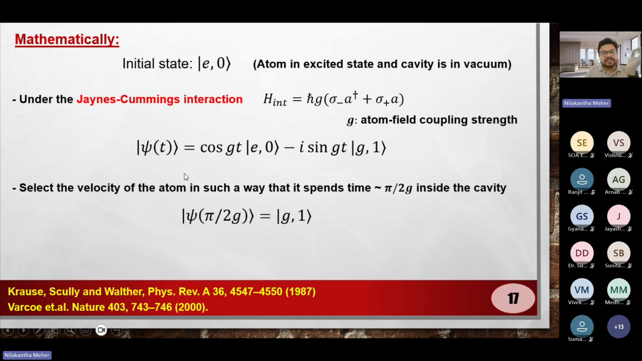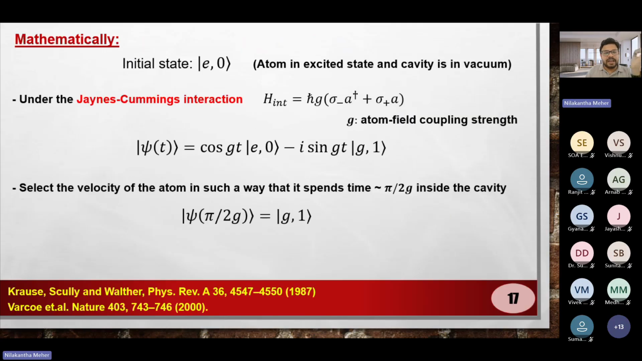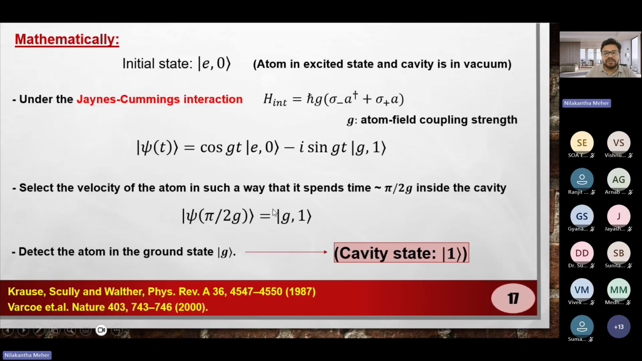Now, this atom is going through the cavity, right? So what you generally do is select the velocity in such a way that the atom spends exactly pi by 2g time inside the cavity, where g is the atom-field coupling strength. When you put this time t equal to pi by 2g, this term survives, G1. So my evolved state becomes G1, and in this time the atom will come out. If you detect this atom in the ground state G, then we are sure that the field contains exactly one photon. So you are able to prepare a single photon state.